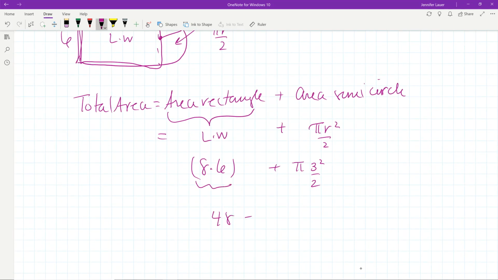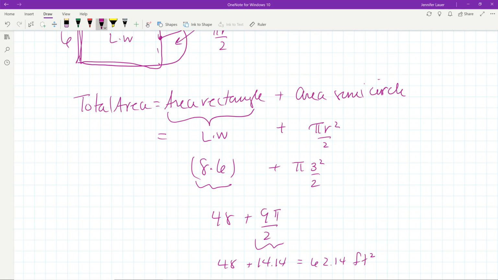We have 48 plus 9 pi over 2. Remember, order of operations always, always, always. So on this one right here, I would say 9 times pi, hit enter, and divided by 2. So this is going to be 14.14. And then if I just add the 48 to it, I get 62.14, and we'll say that the units are going to be in feet. So this is feet squared.